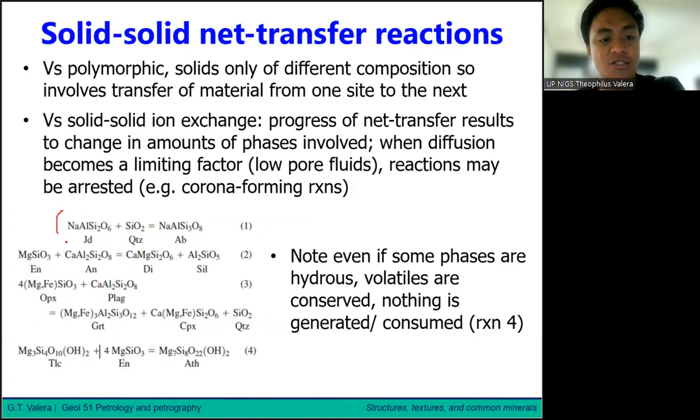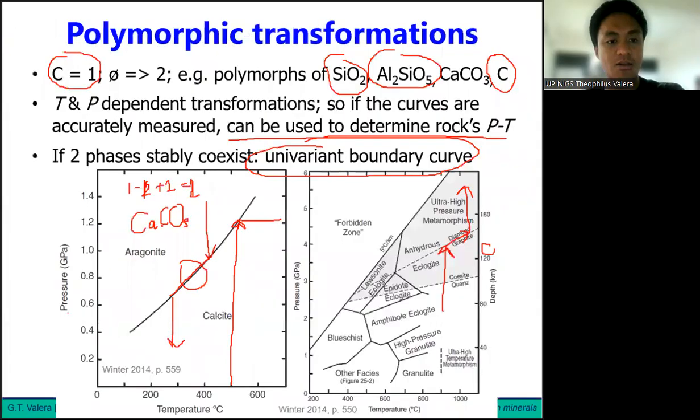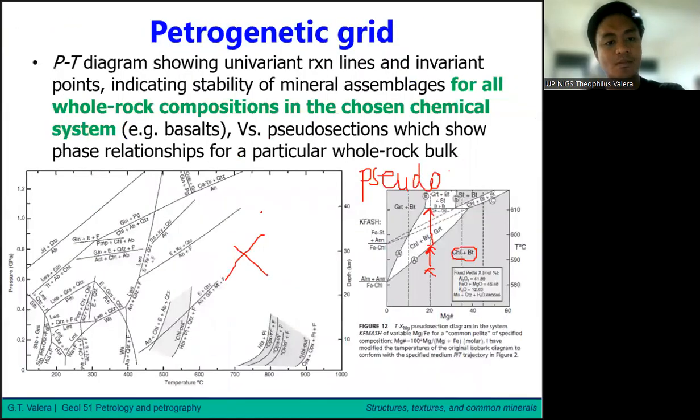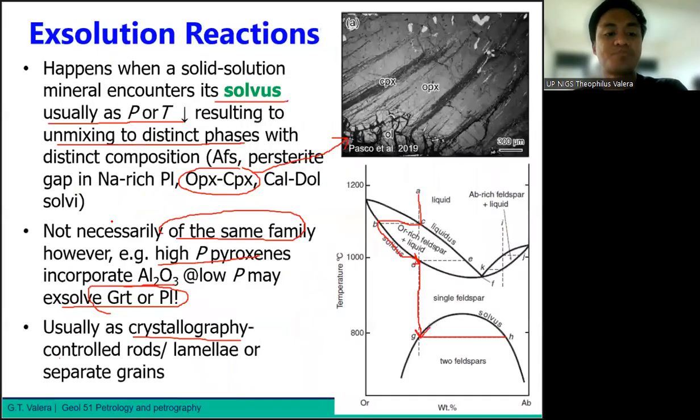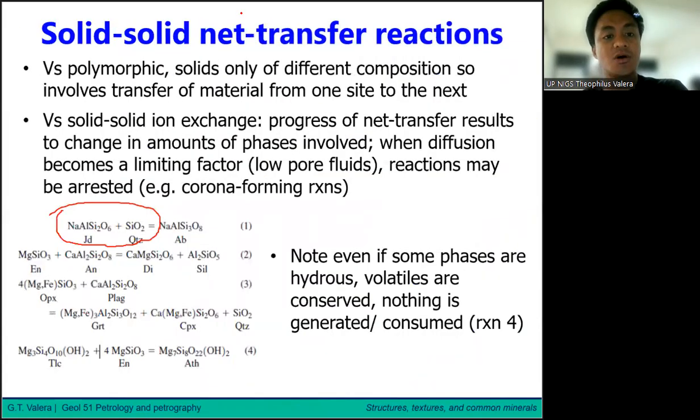if you have jadeite and quartz, my example earlier. Okay, jadeite plus quartz equals albite. So, this is a solid-solid net transfer reaction. It involves the breakdown of jadeite and quartz, redistribution of sodium, aluminum, and silica to form albite. Okay?